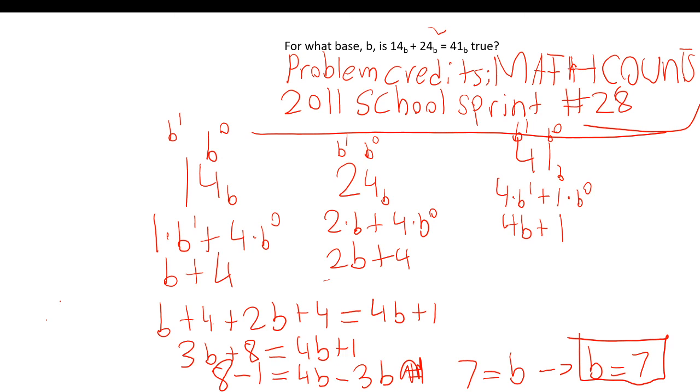We're looking for b, the base for which this equation is true. We used what we know about conversion of base numbers to solve the problem. This comes from the 2011 School Sprint of MATHCOUNTS, number 28. Note that this is the School Sprint round. Even though it was number 28, it's still a School Sprint round. It's supposed to be a little bit easier than the other competitions, chapter and states. Also note that all problem credit goes to MATHCOUNTS.